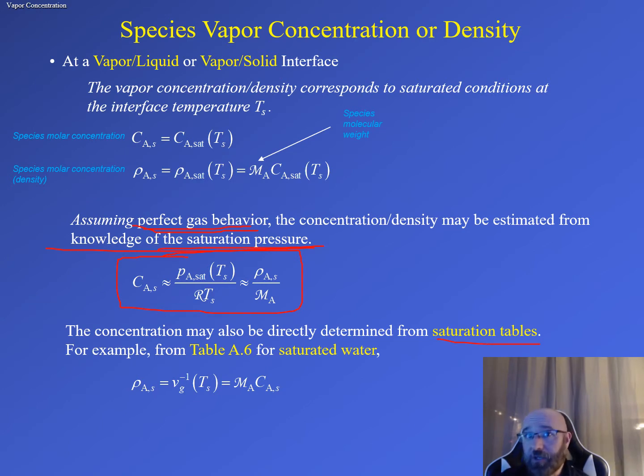So another way that we can solve these types of problems is we can go to our saturation tables. For example, we can look in the back of our textbook and go to our table A6 for saturated water, and we can come up with the following relationship here. Again, if we're looking for the species molar concentration density right here, we have the following relationship that we can plug into.